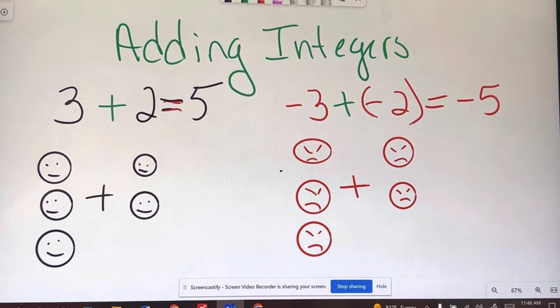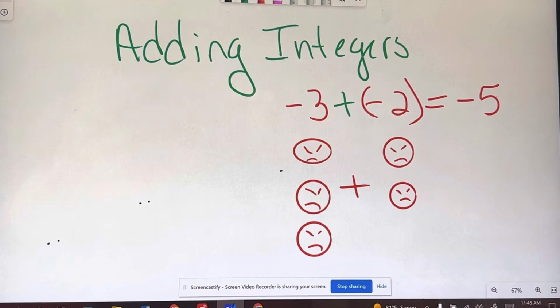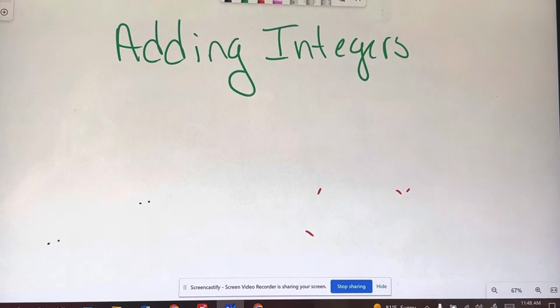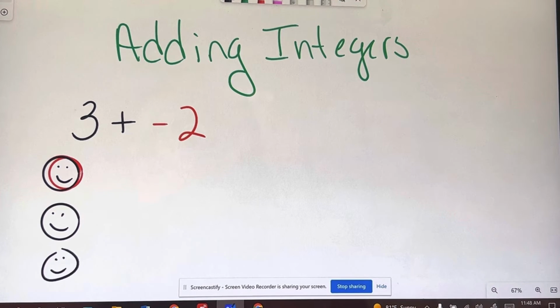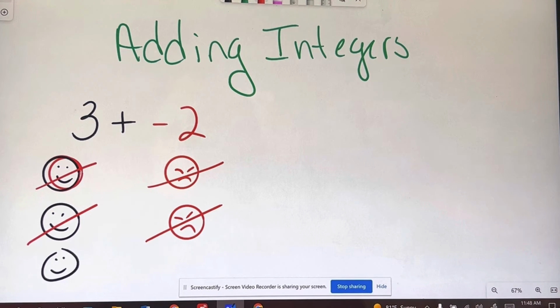Okay, so now we're going to look at what it would look like if we change this and we add positives and negatives. So let's say we have a +3, and we're going to add that to a -2. In this case, we have 3 good guys. I'm going to represent them like we do in business with black and red. We have 3 good guys, and we have 2 bad guys. And what happens when we have good guys and bad guys? They don't like each other and they fight. For every good guy, we get rid of a bad guy. And it looks like that. And you can see that we're left with 1 good guy.